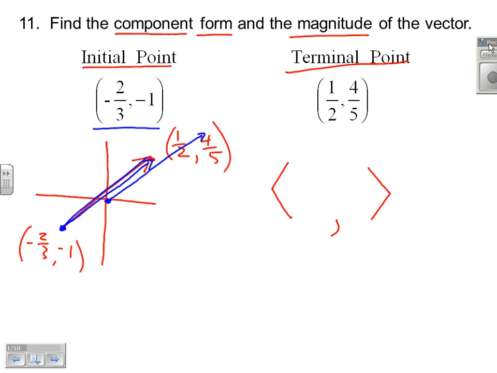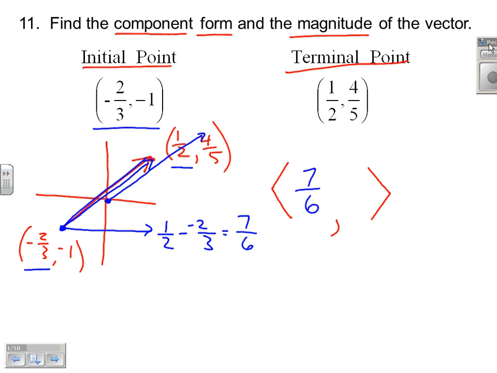I started x at -2/3. I went to 1/2. So if I take 1/2, where I ended, and subtract where I started from, -2/3, I get, let's see, that would be 3/6 plus 4/6, 7/6. That's how far I have moved this chair in this direction. So 7/6 is my move to the right in this case. Of course, if it was negative, it would be my move to the left.